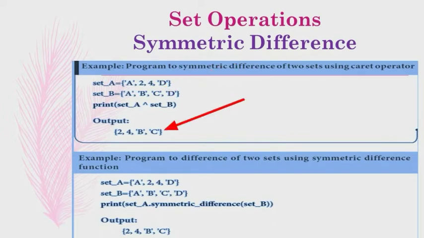This is the output. Next example is a program to find the difference of two sets using the symmetric difference function. Set A is equal to {A, 2, 4, D}. Set B is equal to {A, B, C, D}. Print set A dot symmetric_difference, within the parenthesis set B. When you use this symmetric difference function, you will get the output like this. So this is about sets.